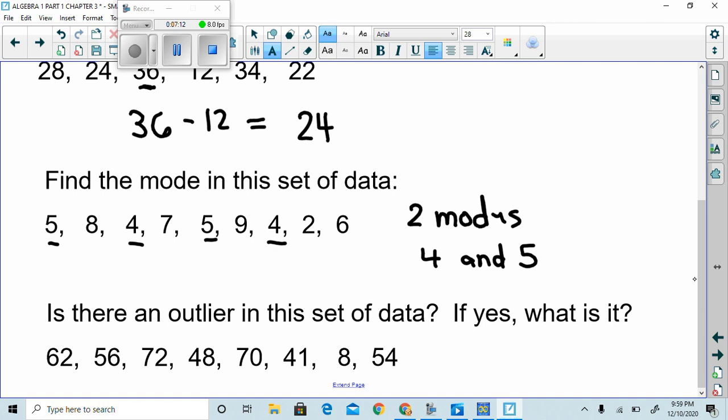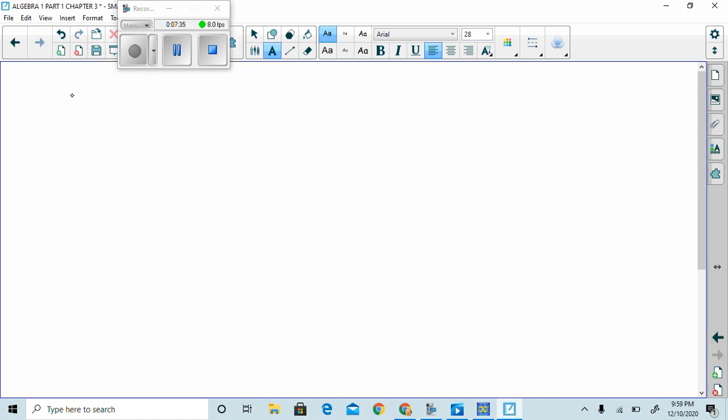Outliers, numbers that are either much higher or much lower than all other data entries. Looking across, it looks like there is an outlier, and that outlier is 8. So there you have some practice on our measures of central tendency. We then went on and talked a little bit about formulas, and we'll do that one in class.